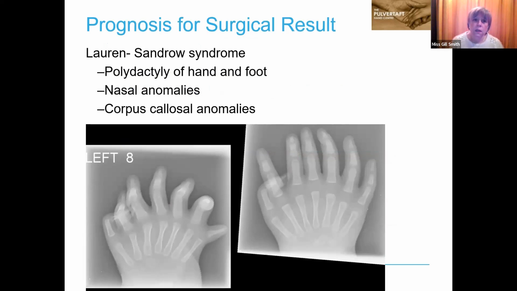And then you have ones like Laurin-Sandrow, where you have polydactyly. You may have 9-10 toes on each foot, 7 fingers on the hand, no thumbs.